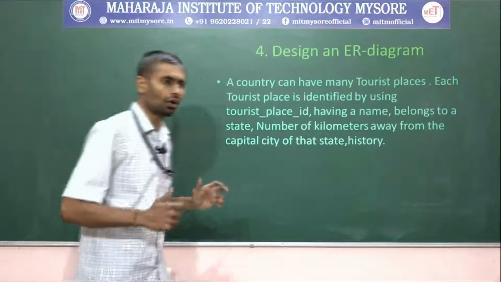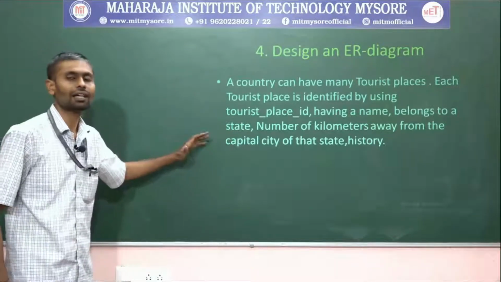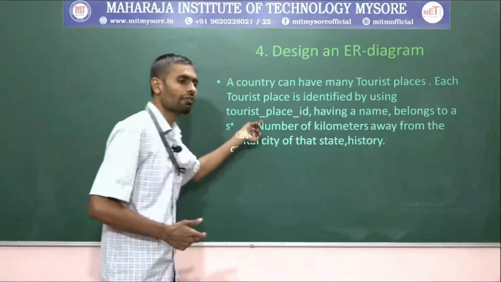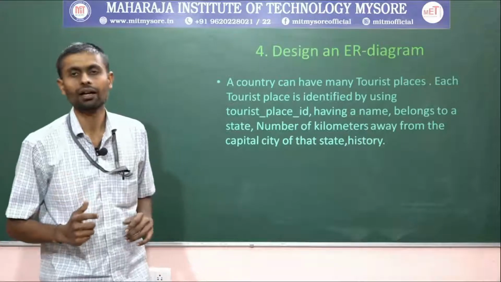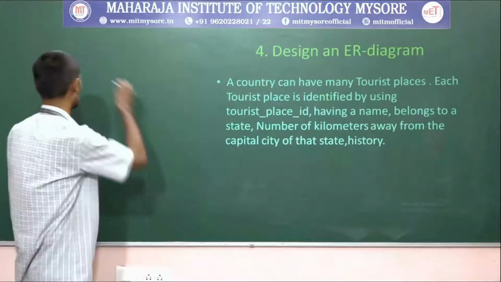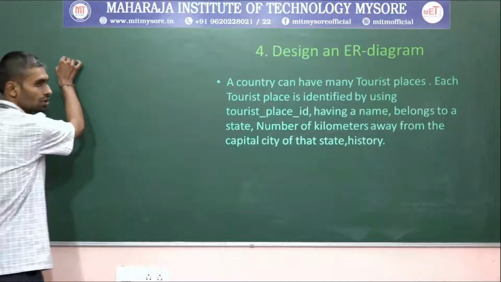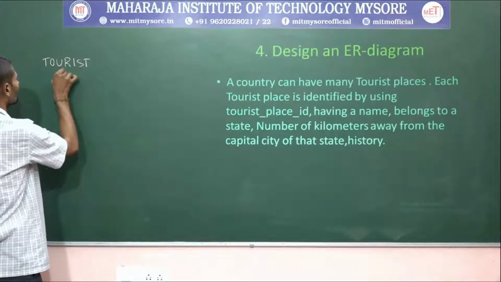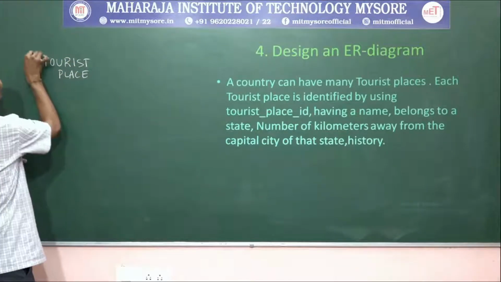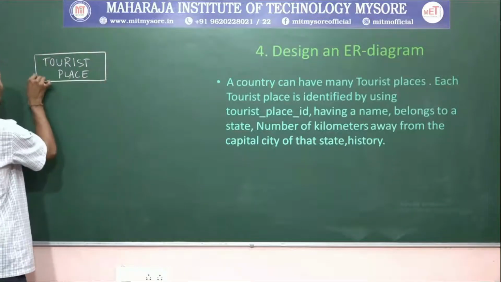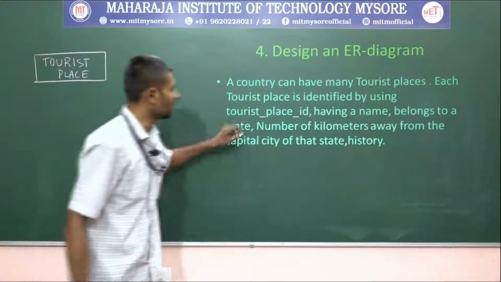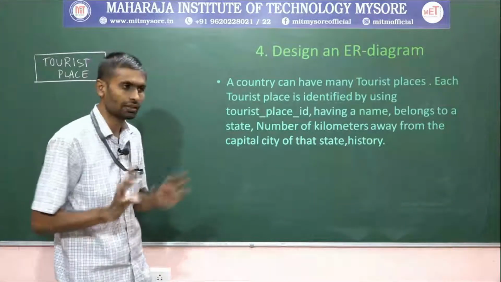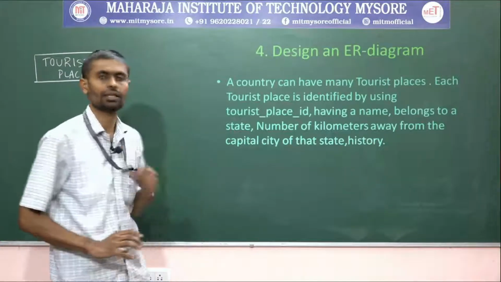So let me go with drawing what it indicates, guys. Definitely it is giving us a hint of creating a tourist place kind of an entity type. Yes, I'll go with writing one tourist place entity type now. What next, guys? We'll try to identify the attributes, key attributes, and the rest of the other attributes, where they describe the tourist place entity type.